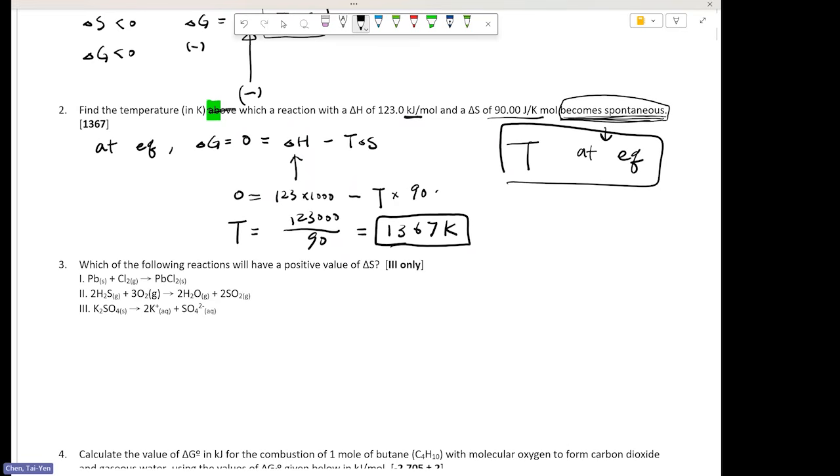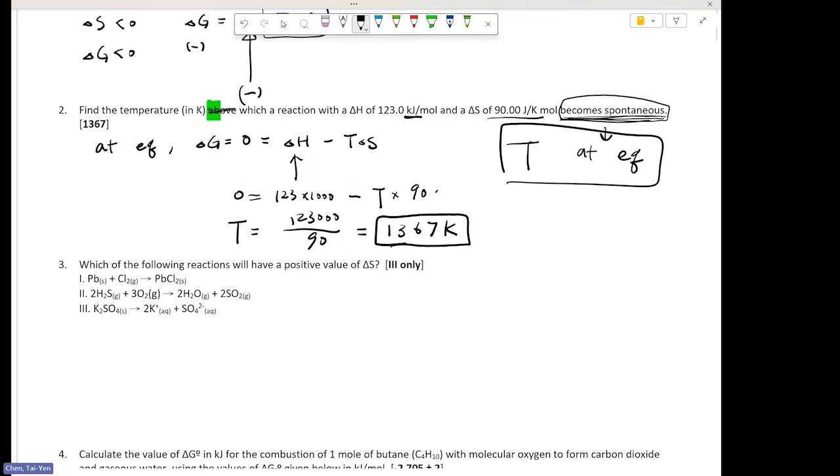Okay, so this is how you solve question number 2. Recap: it asks you for the temperature where the spontaneity is going to change, right? Therefore, it indicates you want to calculate the temperature at equilibrium. You should know that at equilibrium, your delta G is going to equal 0, and delta G equals delta H minus T delta S.